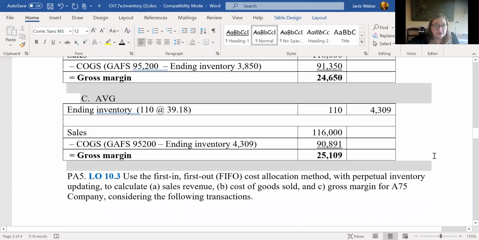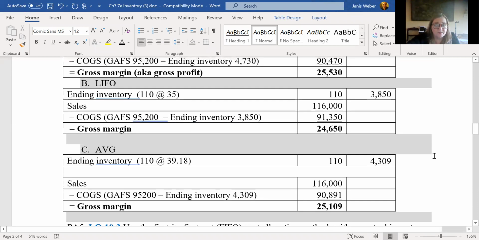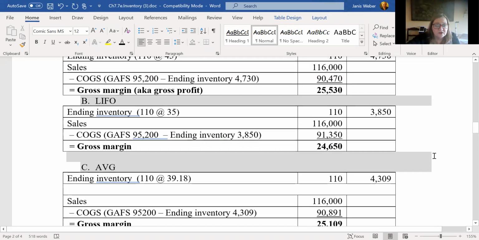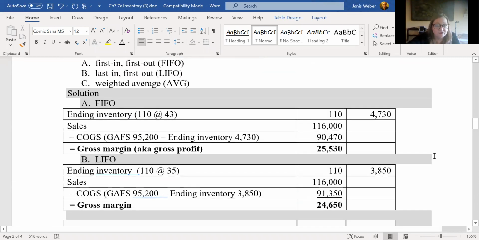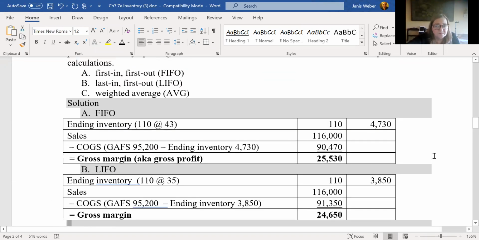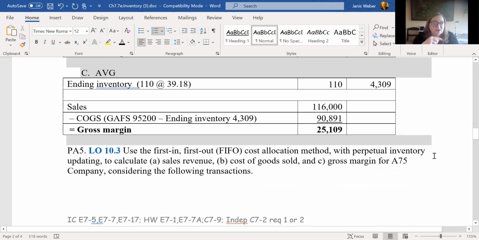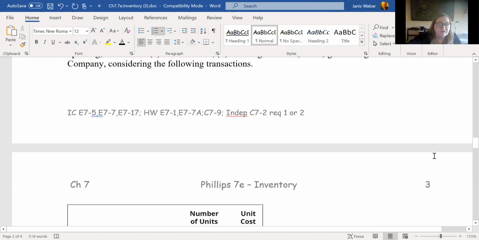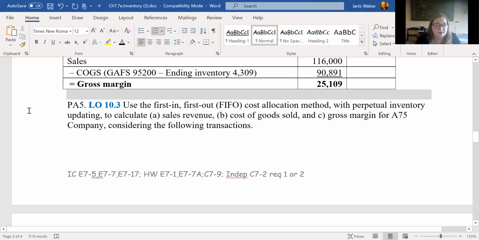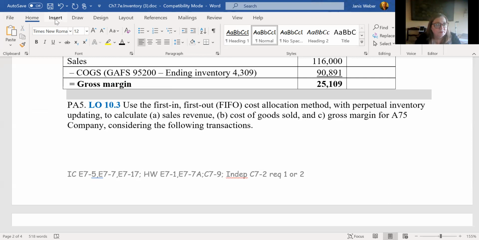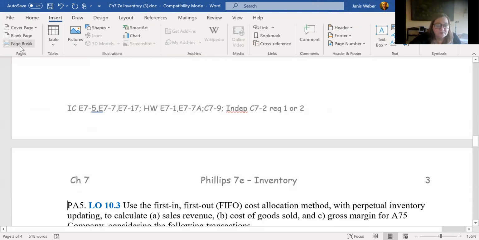So you see that all came out a little bit different. The bottom line profit, in this case, was highest, most profit was shown using the first in, first out method. So that's not complicated. It's just a lot of steps. Once you get used to the steps, you'll be fine, but it just takes a little time to get through them. So I'm going to put a page break here to get me onto a new page.